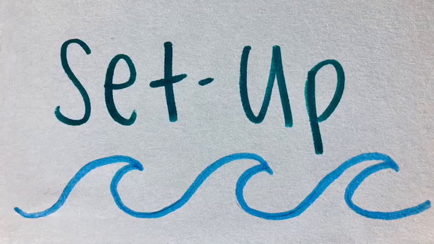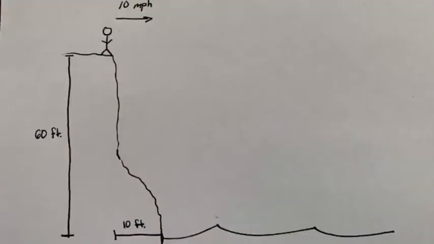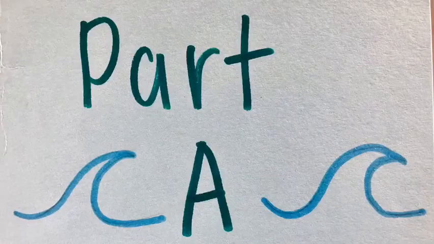Here's the setup. The guy is standing on a 60-foot cliff and he has to clear 10 feet of rocks to hit the water. He's running at 10 miles an hour. Part A, distance.